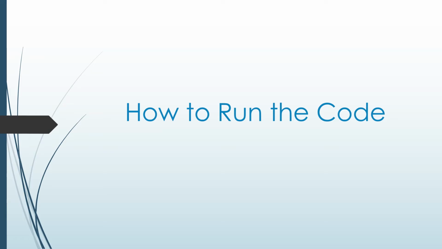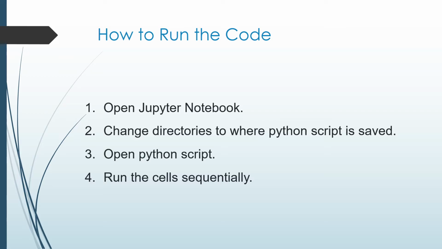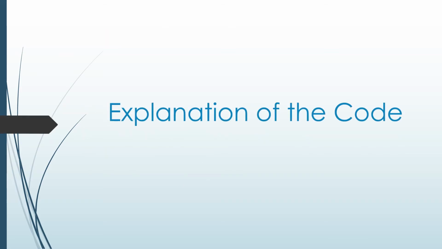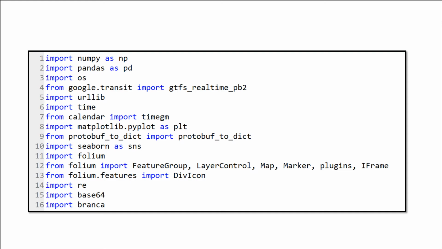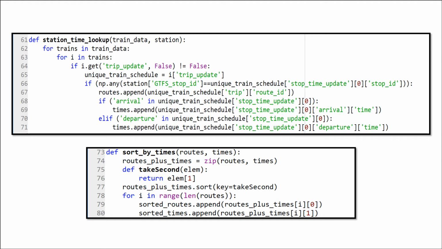Here are some instructions for how to run the code. We will require MTA API key and installing necessary Python packages. Then opening the Python file provided and running the cells sequentially will work. Now to the explanation of the code. At first we are importing the necessary packages in our script. After parsing the feeds, we merge them into a list named real-time data. For the purpose of explanation, we divide our code into 3 phases.